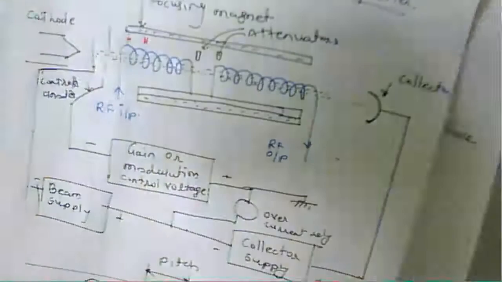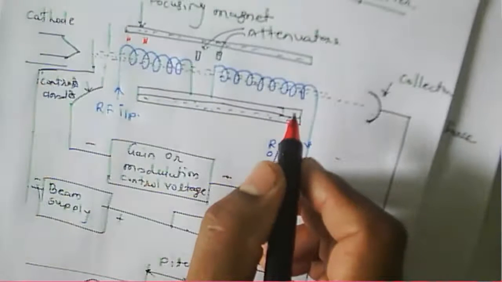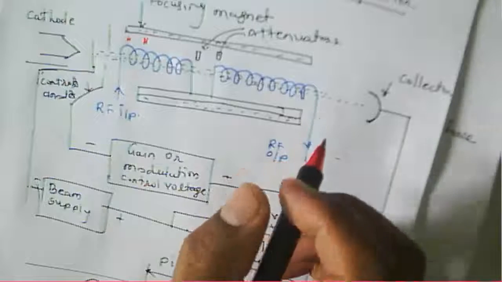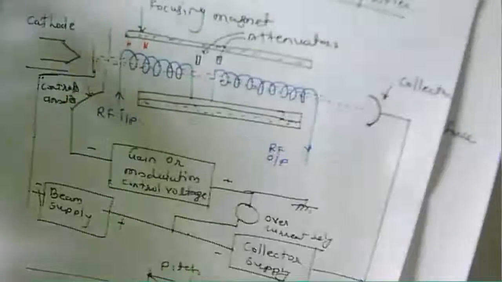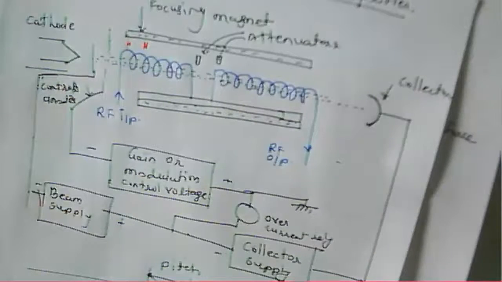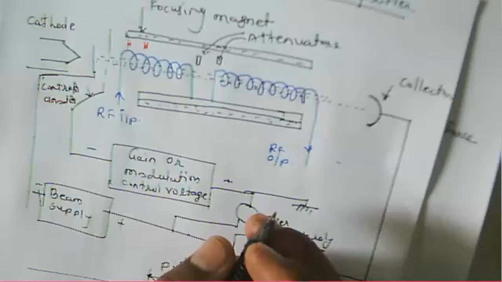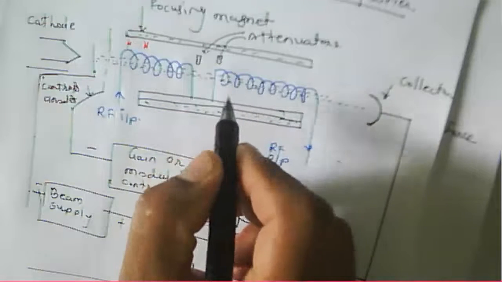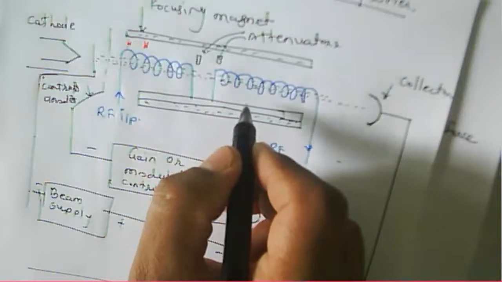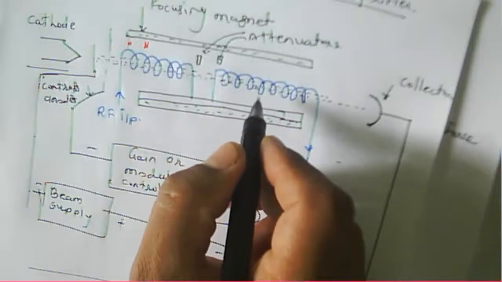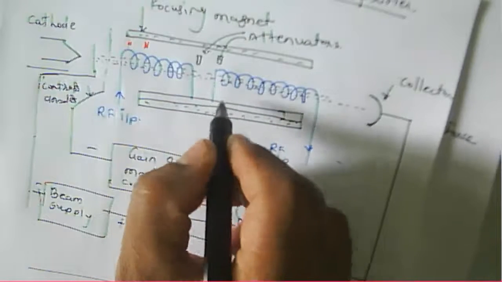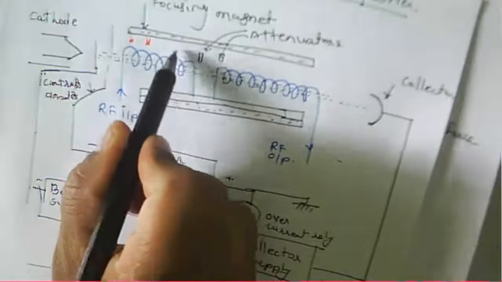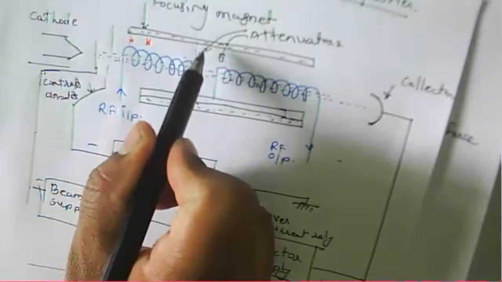And due to this bunching, the phase shift changes to pi by 2. So the electrons forming these bunches encounter a stronger retarding field. Because they encounter the stronger retarding field, the energy is delivered, or we can say the bunches deliver the energy to the RF field and to the helix, and that's why the amplification of the signal takes place. For each and every step, amplification takes place. At the end, your signal will be higher.